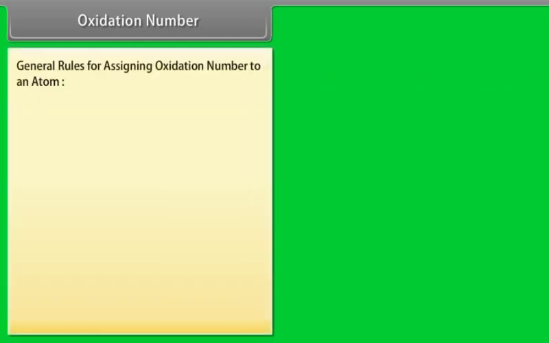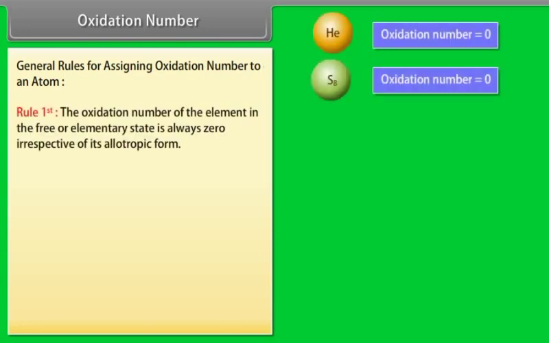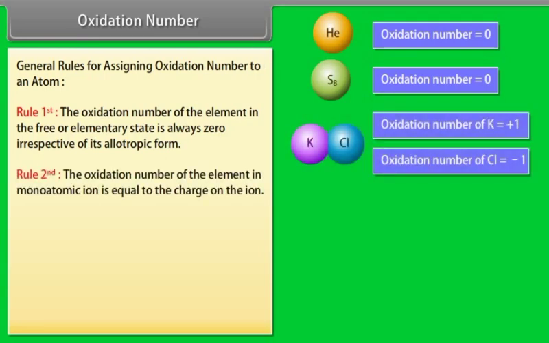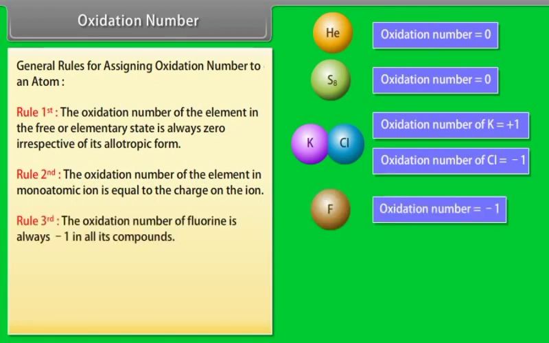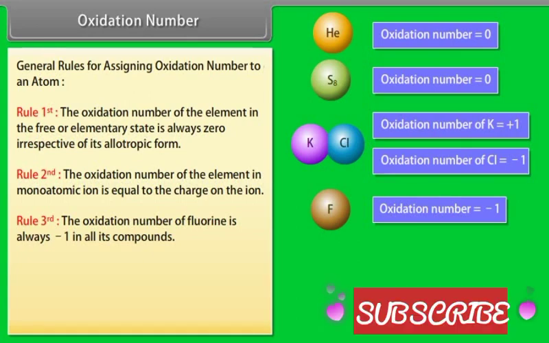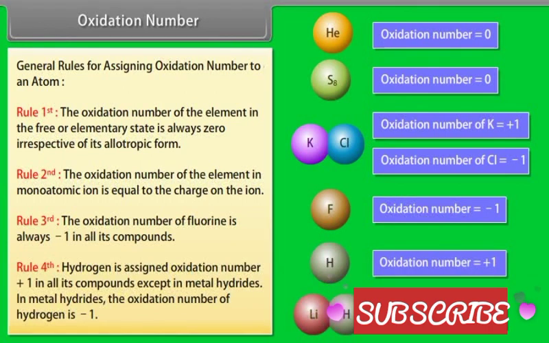General rules for assigning oxidation number to an atom. Rule first. The oxidation number of an element in the free or elementary state is always 0, irrespective of its allotropic form. Rule second. The oxidation number of an element in a monoatomic ion is equal to the charge on the ion. Rule third. The oxidation number of fluorine is always -1 in all its compounds. Rule fourth. Hydrogen is assigned oxidation number +1 in all its compounds except in metal hydrides.